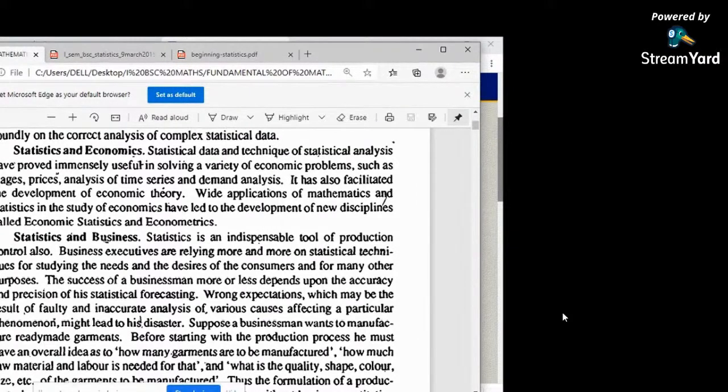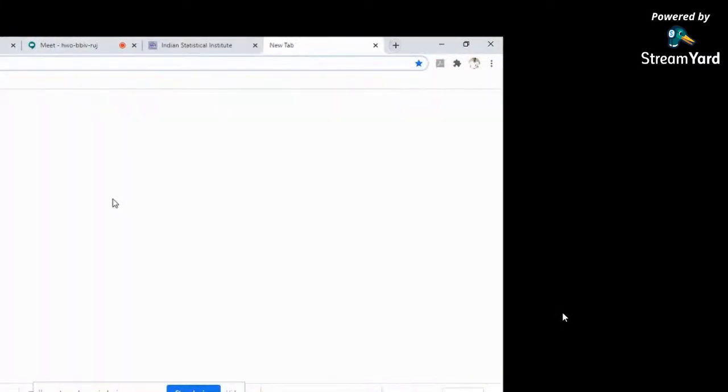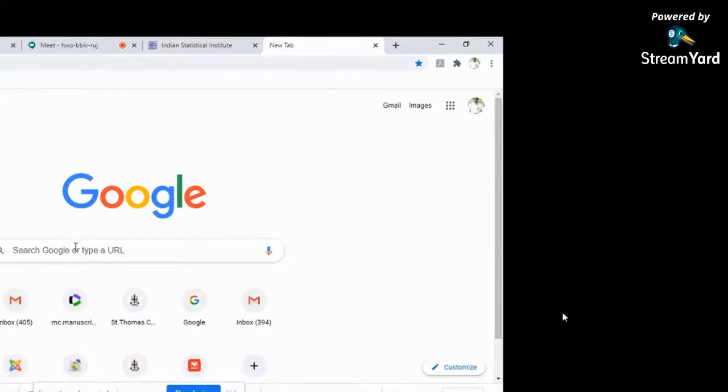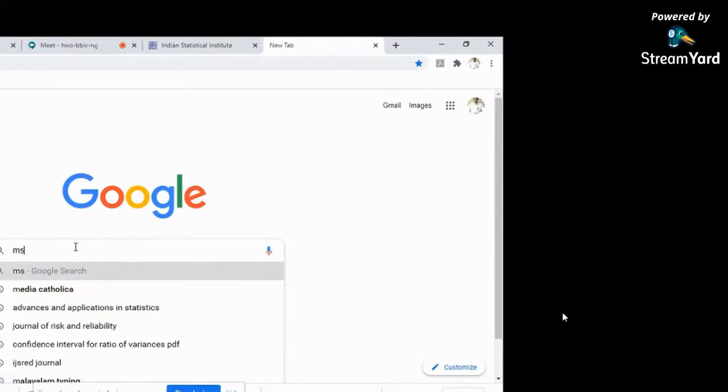The success of businessmen. Moreover, you can see data science courses have been started in most of the American universities. I cannot say exactly which universities, but most of the American universities have started data science MS courses.